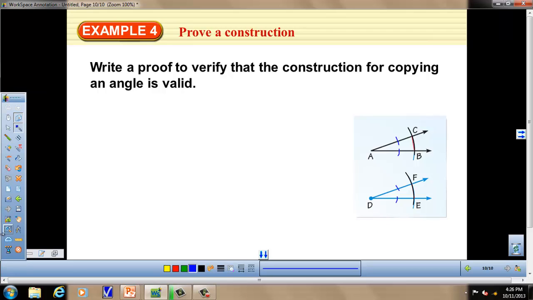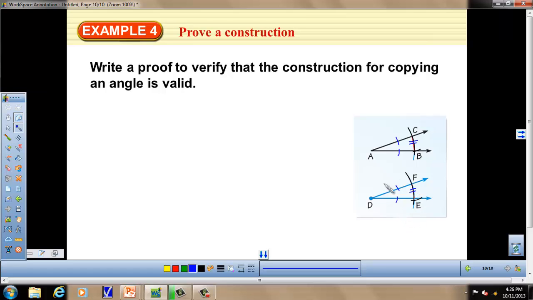Then, if I go back with my compass, the second step is to go up to C and measure this distance across. I told you to make a little arc there, and then to copy it down here and make the same arc. It didn't work out so well, but we get the idea. By marking this, we know that CB and FE are going to be congruent.